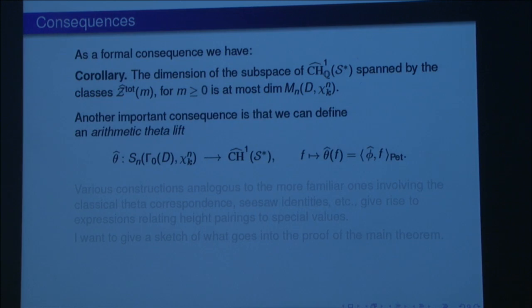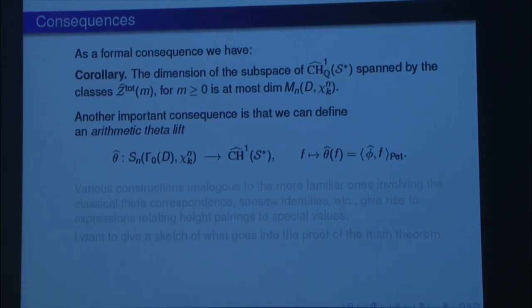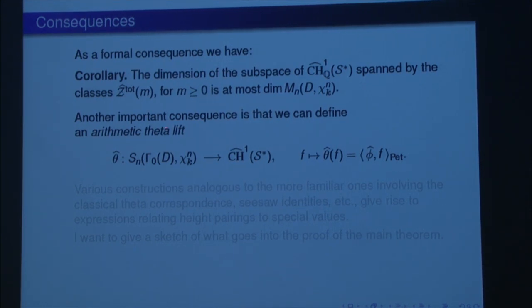The other important consequence is what I had alluded to at the very beginning, and that is that one of the motivations for doing all this is we'd like to have some arithmetic analog of the theta correspondence or theta lifts. And so what one can do here is define an arithmetic theta lift. Namely, you start with a cusp form, and here we're just being conservative, but whatever.